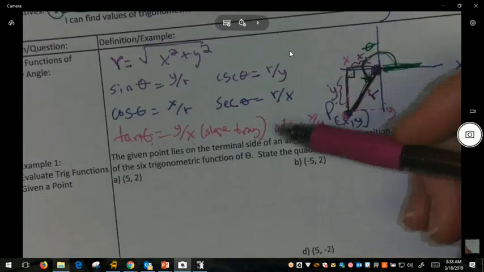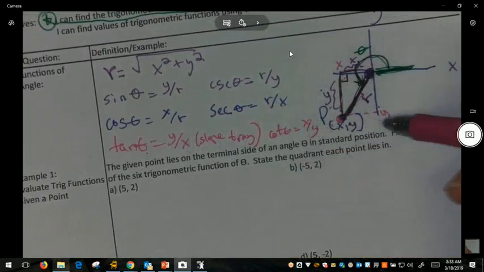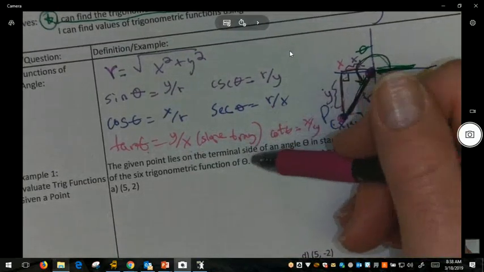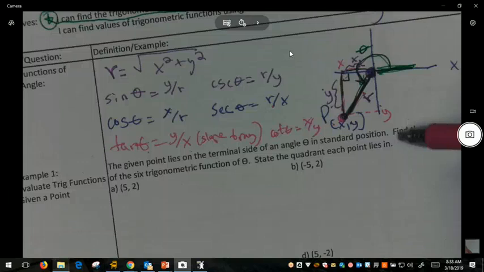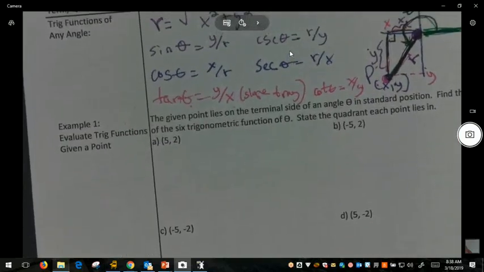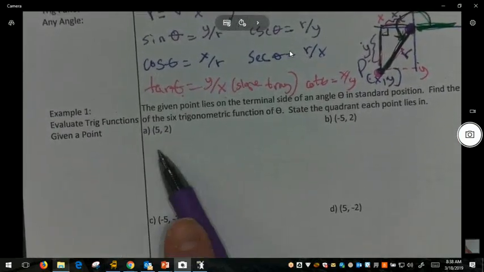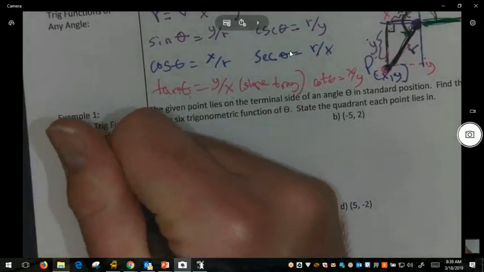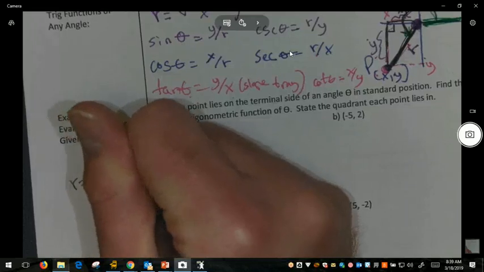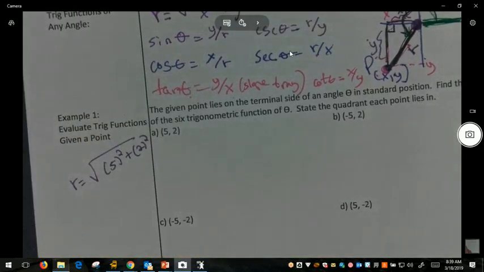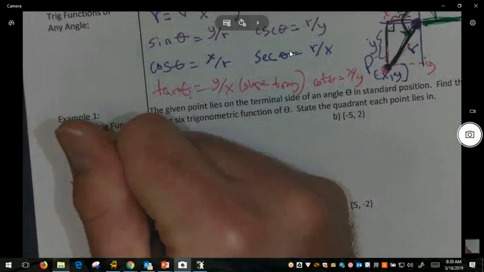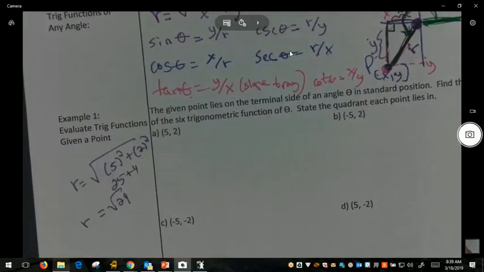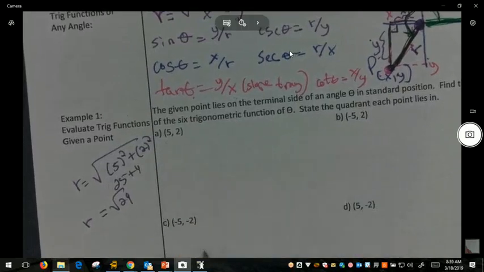All right. The given point lies on the terminal ray of an angle in standard position. Find the six values of the trigonometric functions of theta, and state the quadrant each point lies in. So we're going to start, notice folks, these are all 5 and 2, so our radius is going to work out the same for all of these, because even if they're negative, when I square them, they become positive. 5 squared is 25, 2 squared is 4. We're going to have a radius of the square root of 29, which cannot be broken down. But that's going to be for all 4 of these.